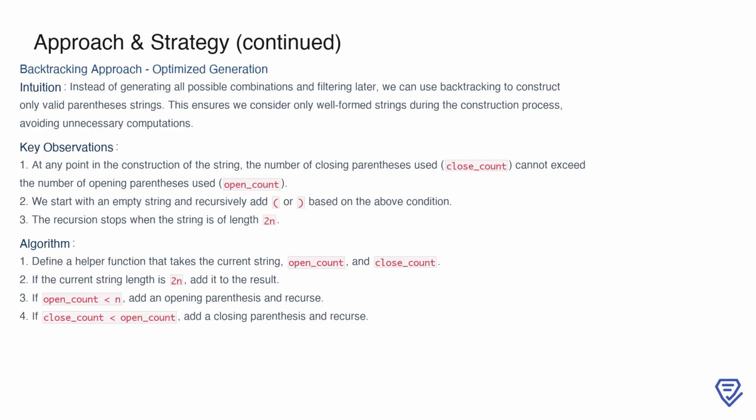Starting with an empty string, we recursively add either an opening parenthesis if we haven't yet reached the limit of n, or a closing parenthesis if it won't violate the balance condition. The recursion ends when the string reaches the full length of 2n. This approach is highly efficient because it avoids the overhead of generating invalid strings altogether.